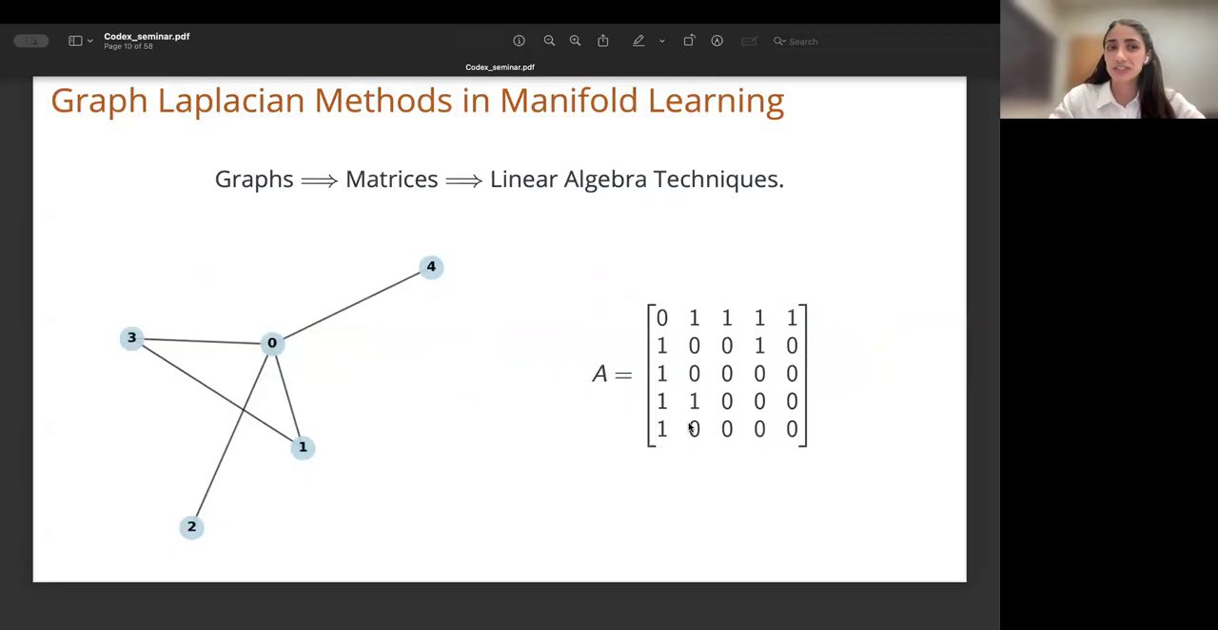Okay, and we're interested in graph Laplacian methods because from graphs we can obtain matrices, and once we have matrices, we can apply all of our well-known linear algebra techniques, which is great. So here we have an example of a graph, and out of it we can construct the adjacency matrix, which tells us what are the different connections between the vertices of the graph.